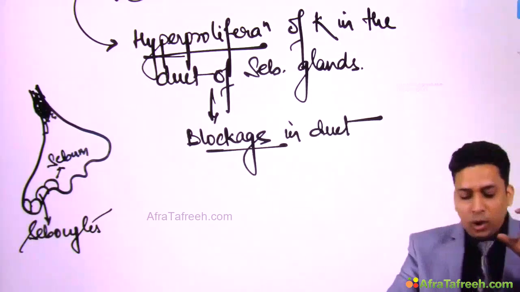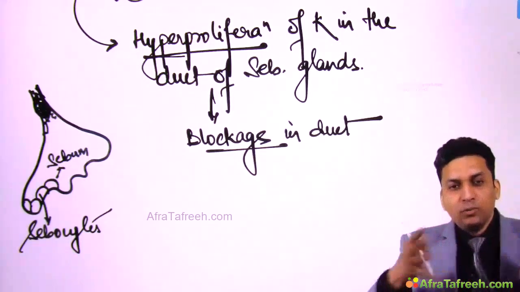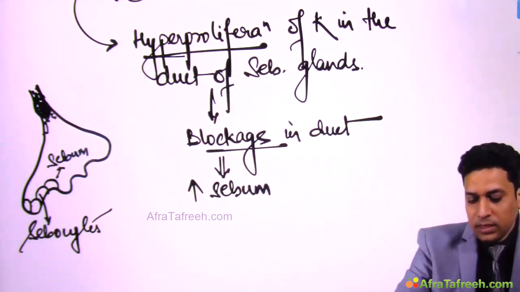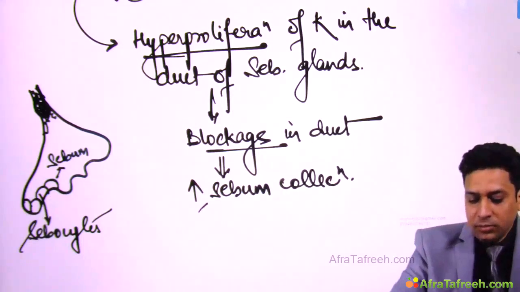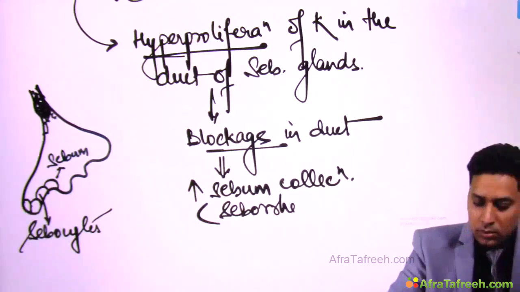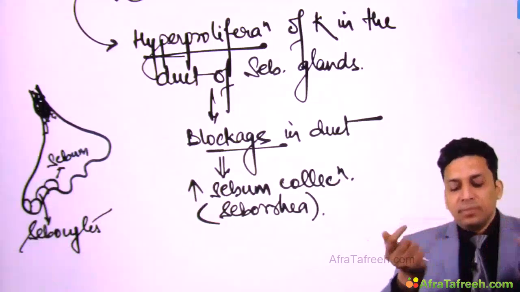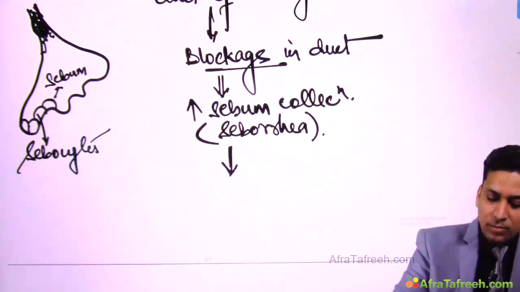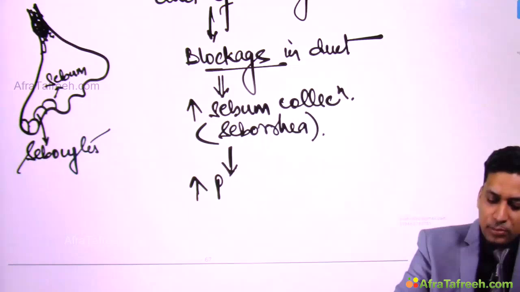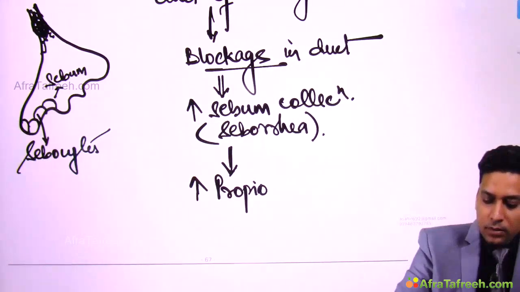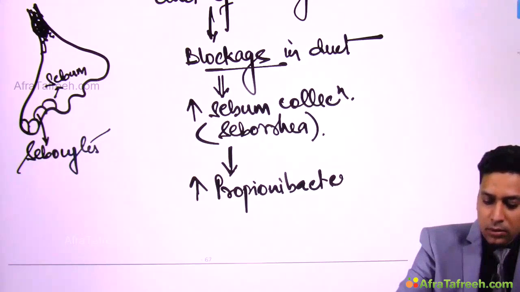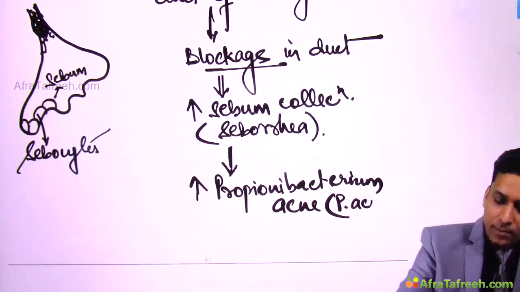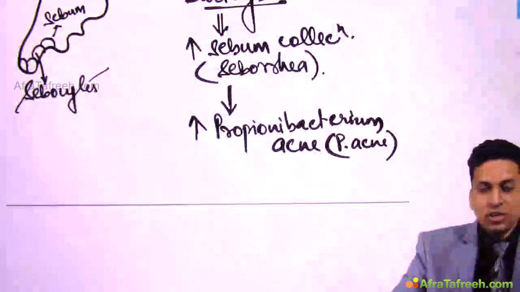Now once blockage occurs, what happens? The sebocytes are still secreting sebum, and more sebum is collecting. So increased sebum collection. One term is also used for this, seborrhea. So increased sebum collection or seborrhea. Now this sebum is a very good culture media for a bacteria. So when there is excessive sebum, there is increased proliferation of a bacteria, that is Propionibacterium acnes, simply P. acnes. And once there is proliferation of this bacteria, what happens?